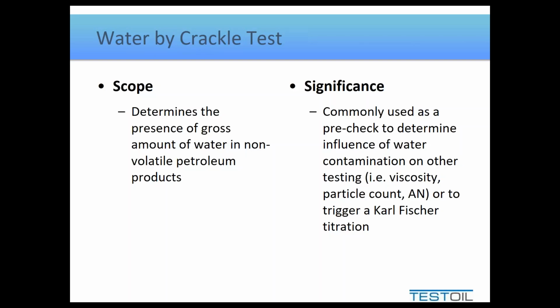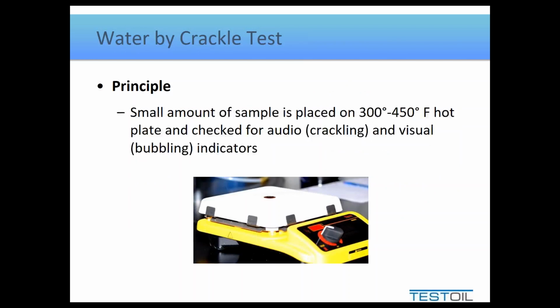It's also a good way of screening to see if there's going to be any significant or adverse effects on some of the other testing, like viscosities, acid numbers, particle counts, particularly the optical particle count. Now, the basic principle of a crackle test is quite simple. Take a drop of oil, place it on a very hot surface. You look for bubbling, you listen for crackling. If both occur, the presumption is it must be water.